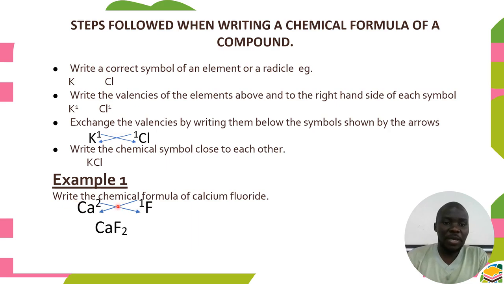For example, write the chemical formula of calcium fluoride. Calcium comes from group number 2, its valence is 2. Fluorine comes from group number 7, it has 7 electrons in the outermost shell, so the remaining one is 1, that's why here we have 1. When we swap, the 2 goes to fluorine as a subscript and the 1 comes to calcium. That's the chemical formula for calcium fluoride.